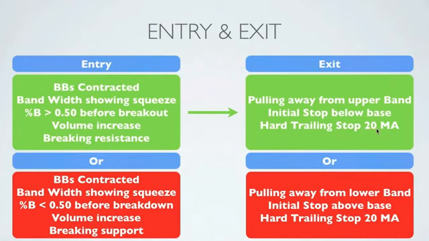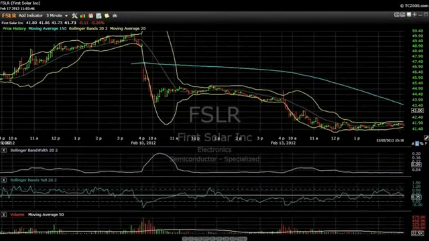For the short setup, it's also pulling away, but from the lower band instead. And your initial stop is above the breakdown base, and a hard trailing stop, the 20 MA. Let me show you some charts. You can see how it will look.